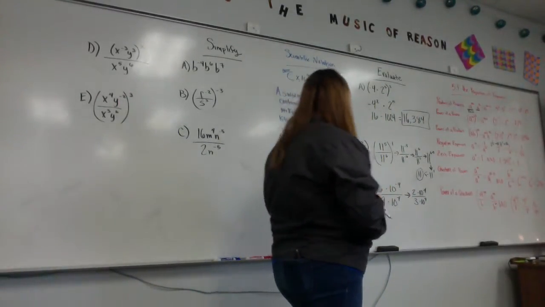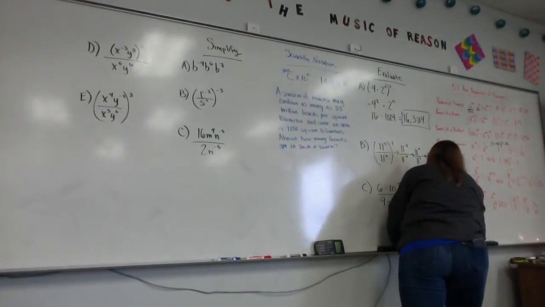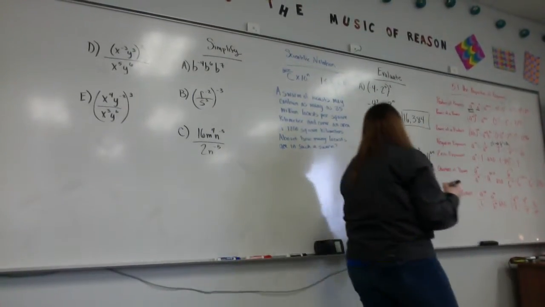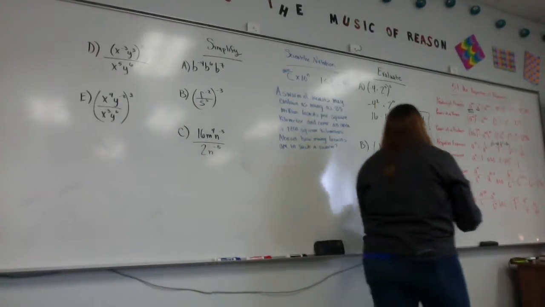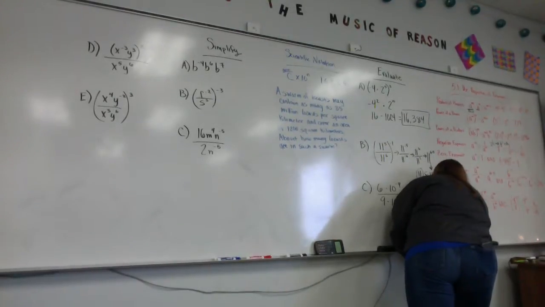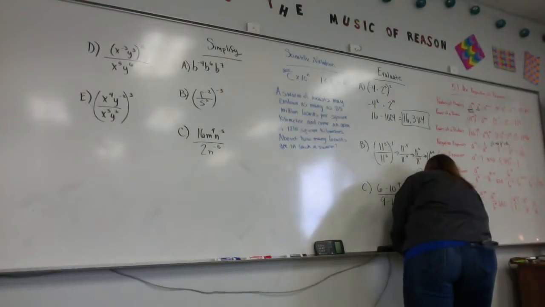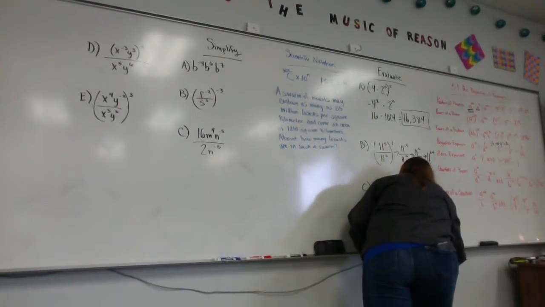Subtract, good. So I get 2 over 3, and then I have 10 to the negative 4 minus 7, right? What's negative 4 minus 7? Negative 11. So I get 2 times 10 to the negative 11 over 3. What do I have to do now? Flip the 10, right? So I get 2 over 3 times 10 to the 11th.